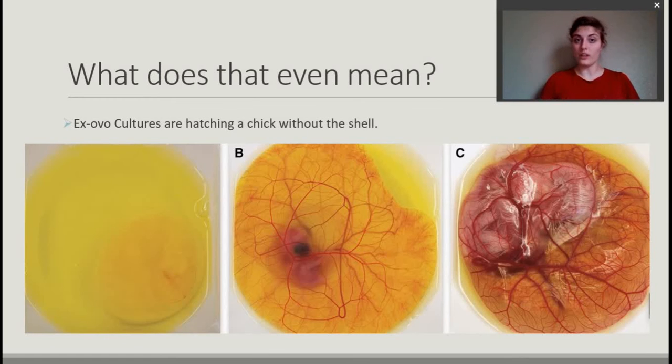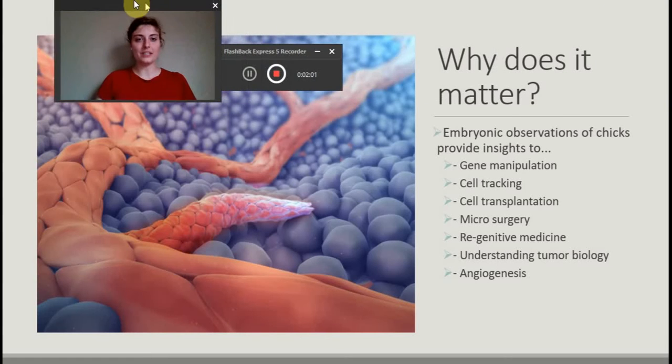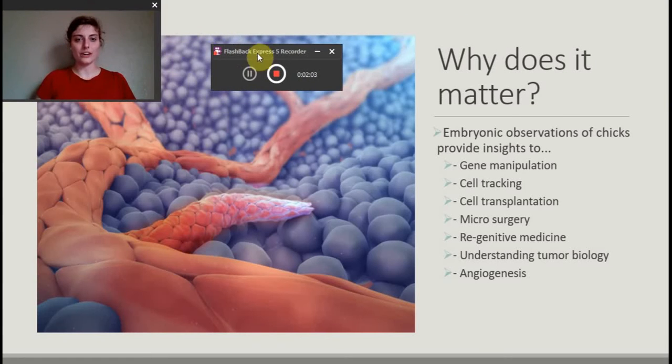You can do it with turtles and other reptiles outside of the eggshell, but my project primarily stems around chick embryos and the development of that. Let me move myself over here.